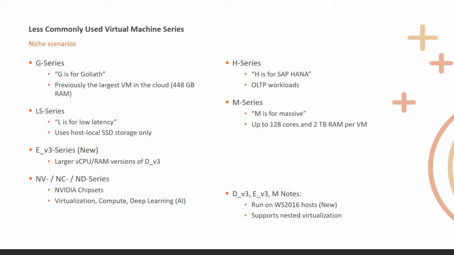We have the EB3 series, and that is a higher spec set of virtual machines than the DV3 series. So they're basically the DV3s with more cores, more RAM.